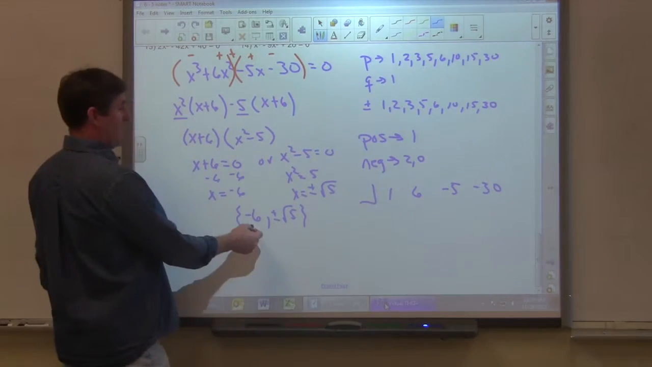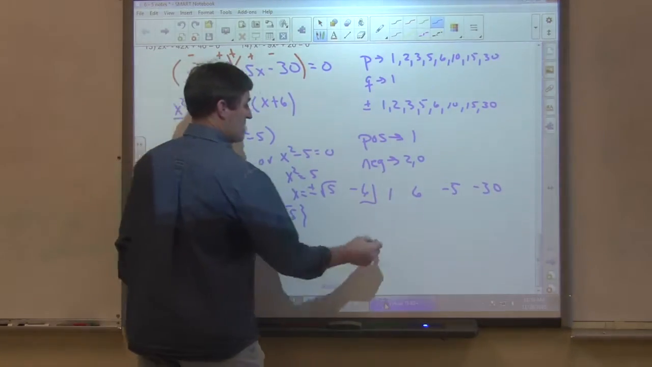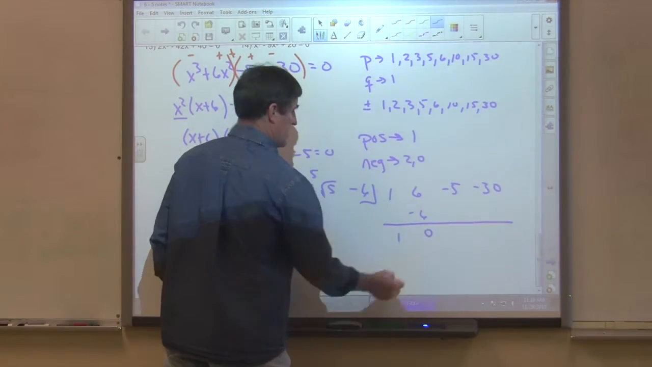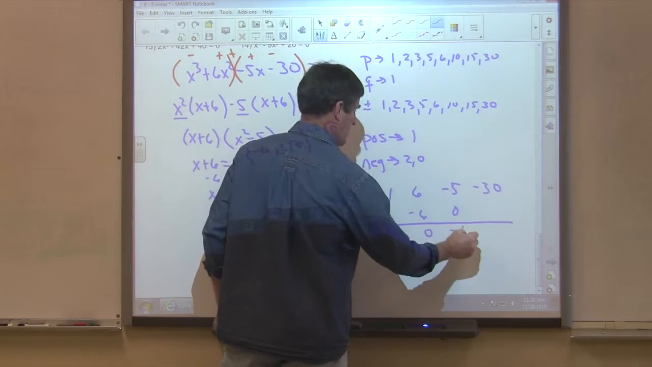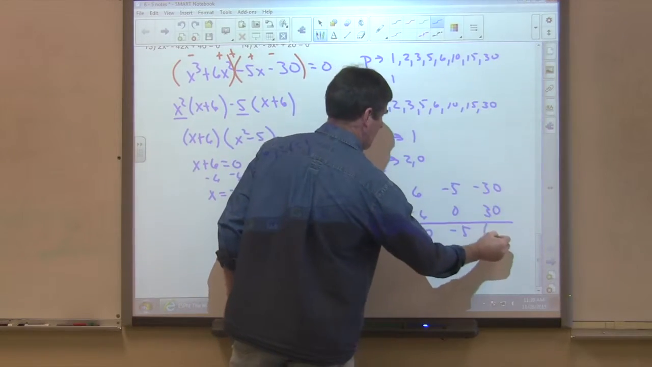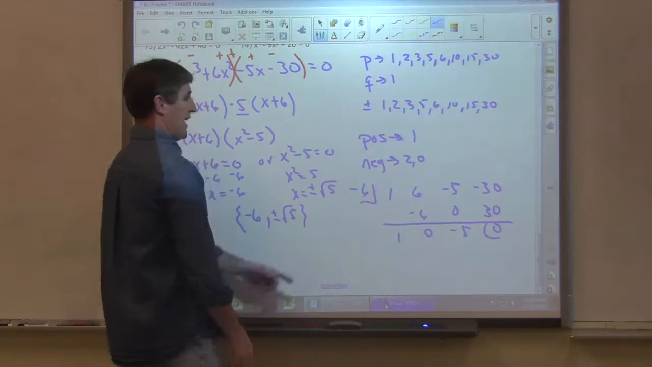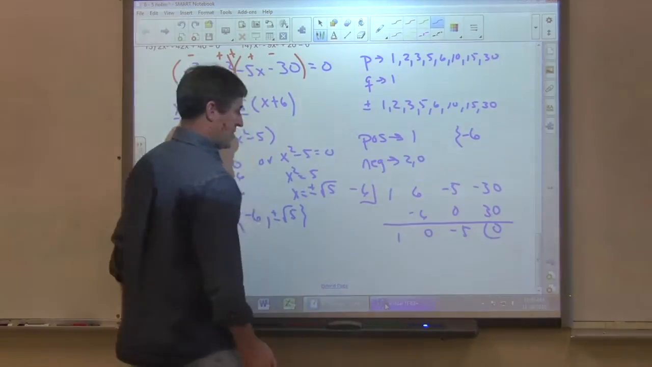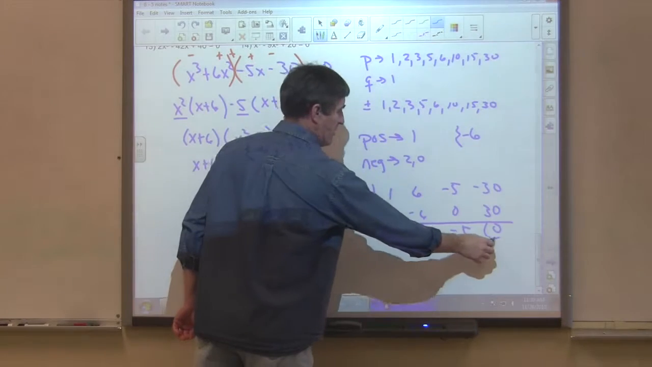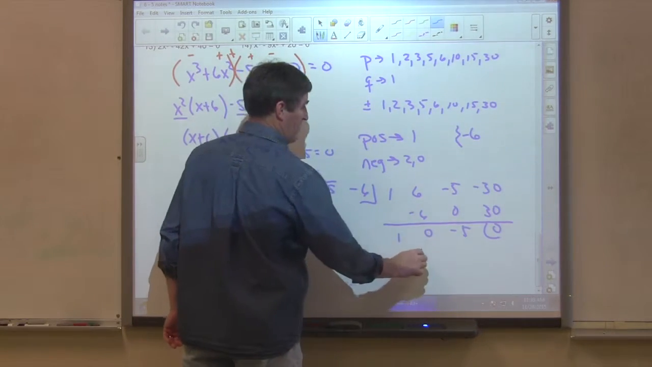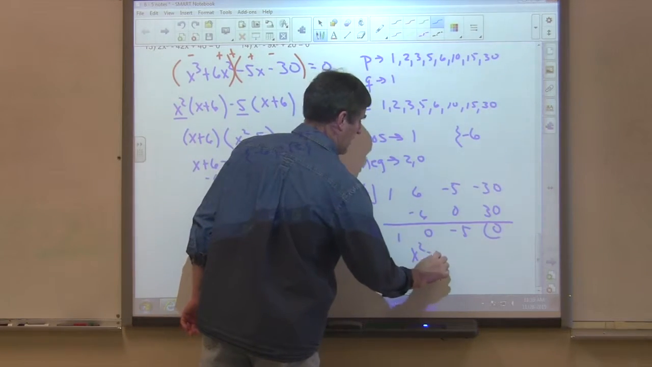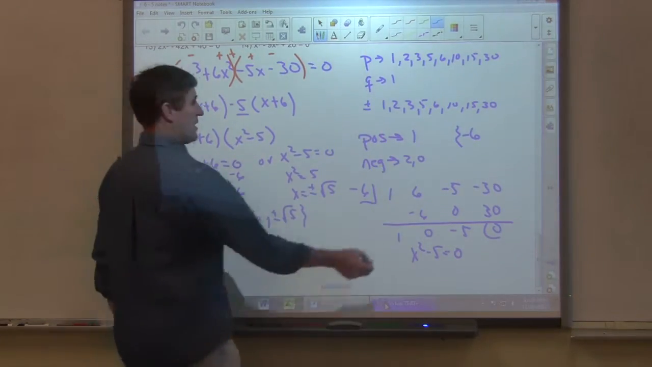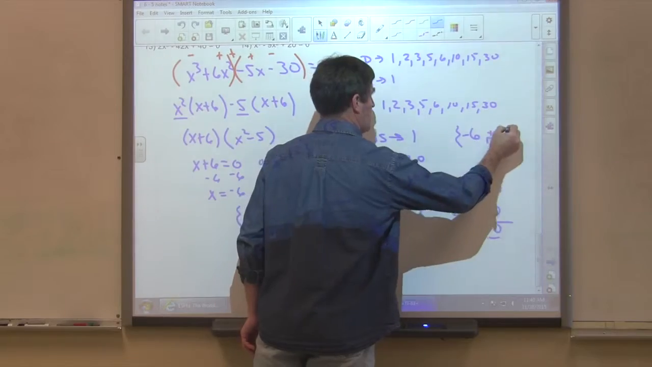So since we already know the answer is negative 6, I'm going to plug negative 6 in here. So we get 1, negative 6, 0, 0, negative 5, positive 30, 0. So we have that negative 6. So you would have found, doing the synthetic, that negative 6 was an answer. And then remember, remainder, constant, first power, second power. So that's x squared minus 5. You set it equal to 0 just like we did here, and you get plus or minus the square root of 5.